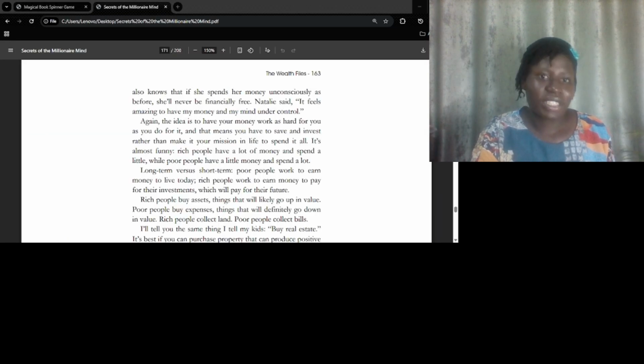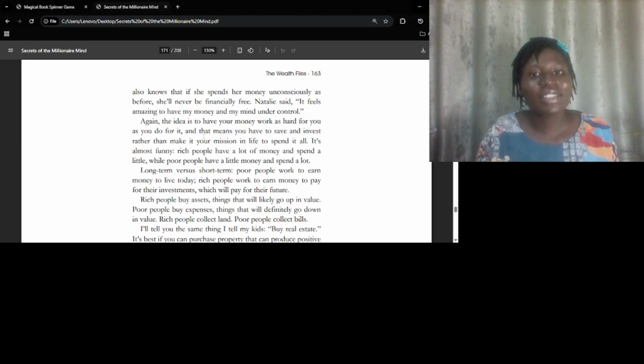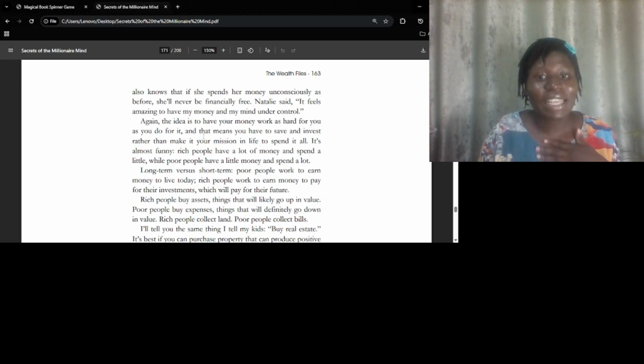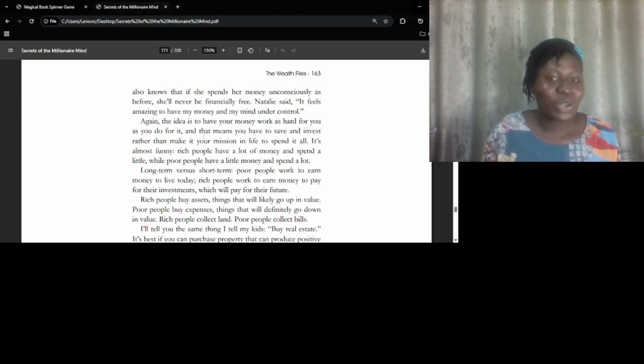So here's page 163, and it says, she also knows that if she spends her money unconsciously as before, she'll never be financially free. Natalie said, it feels amazing to have my money and my mind under control. Again, the idea is to have your money work as hard for you as you do for it. Yeah, it's a win-win game.